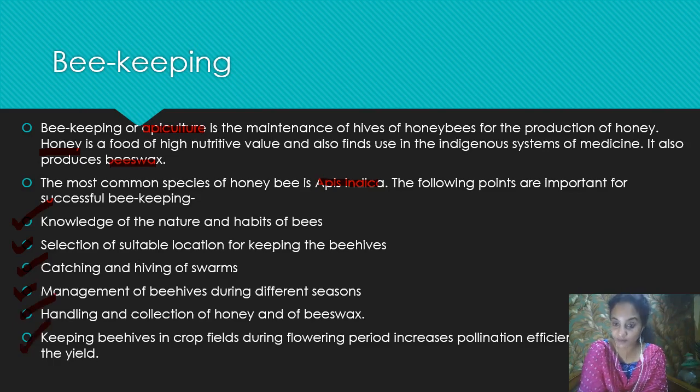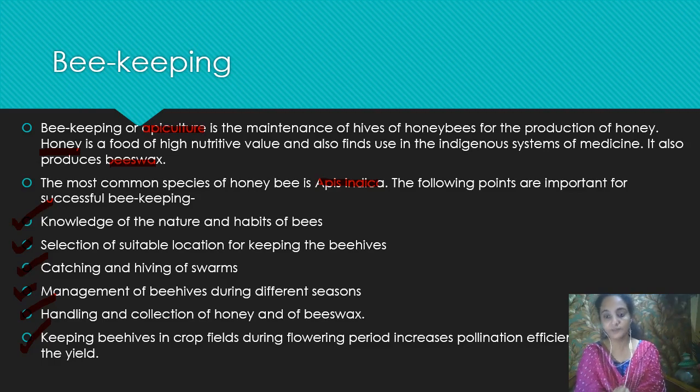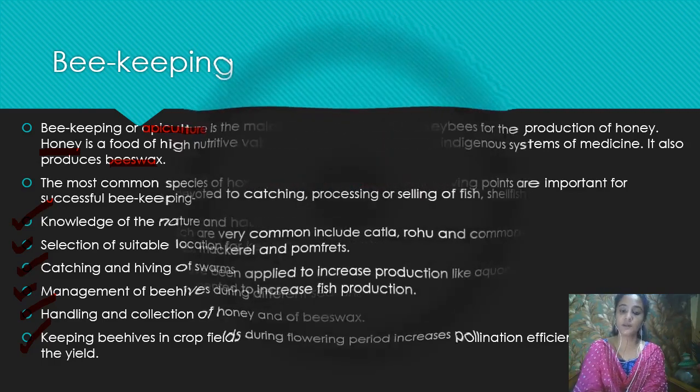and keeping the beehives in crop fields during the flowering period, so that they can help in the process of pollination. I discussed with you that honeybees are the main agents of pollination. So during the flowering period, you can keep the honeybees inside the agriculture field, so that they can enhance the process of pollination. Clear? So that is about bees.